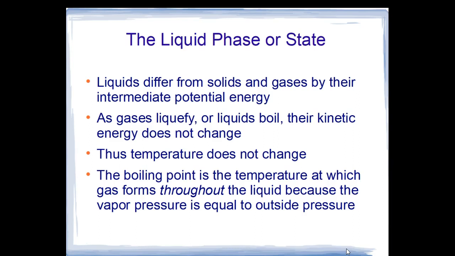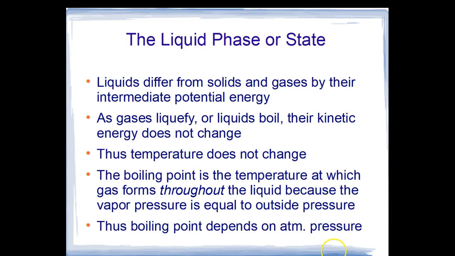The boiling point is the temperature at which gas forms throughout the liquid because the vapor pressure is equal to outside pressure. If outside pressure is 1 atmosphere, then at 100 degrees, for instance, water boils. Some alcohols boil at lower temperatures than that because they have a higher vapor pressure at each temperature. Thus, boiling point depends not only on the substance but also on the atmospheric pressure holding the molecules as gas or liquid.